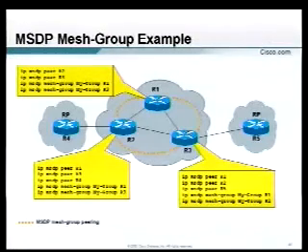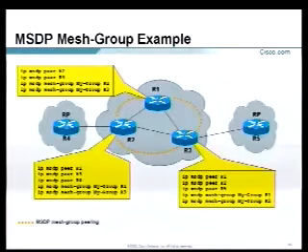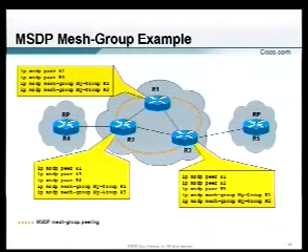All right, so mesh groups. Mesh groups were created to cut down on SA flooding. And this is an intra-domain solution. So a lot of providers use this as well as enterprises. If you have a lot of MSDP peering going on, they are flooding the SAs to one another. Eventually they'll stop, but they are going to be flooding, as they should, to all their MSDP peers.